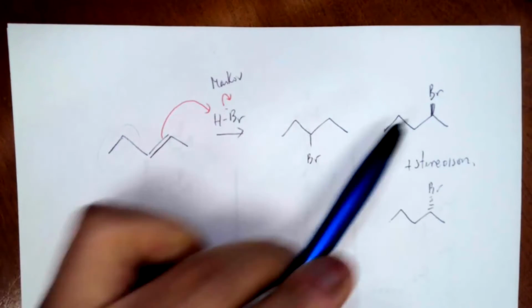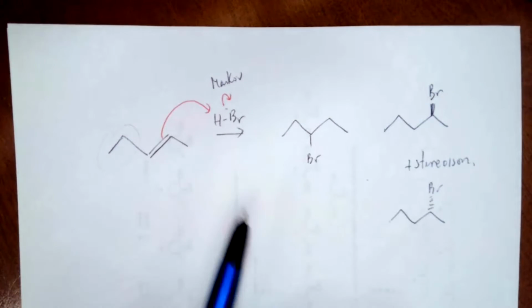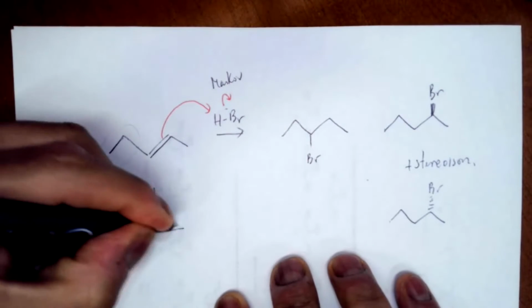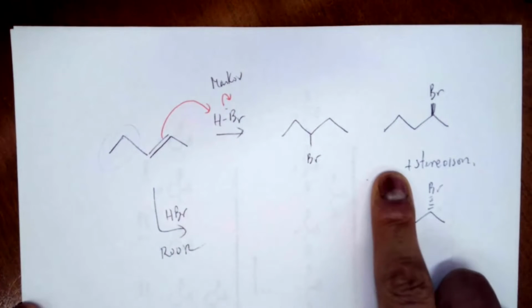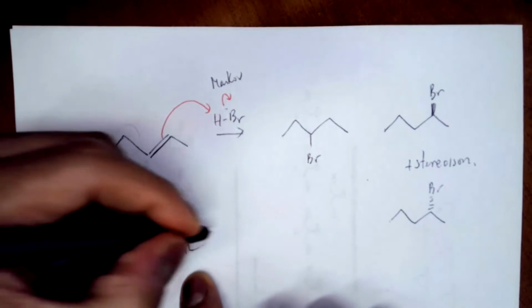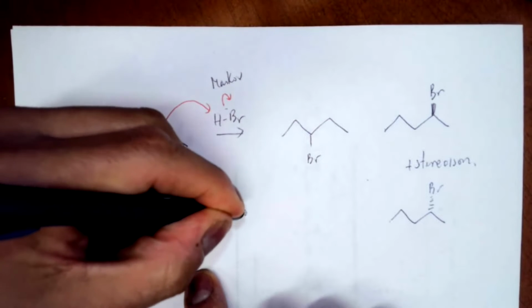Okay, so in theory, you will get 3 products for this particular reaction. Is the same thing going to apply if I do HBr peroxide? Yes, exactly. You will get exactly the same products. Why? Because HBr peroxide is anti-Markovnikov.